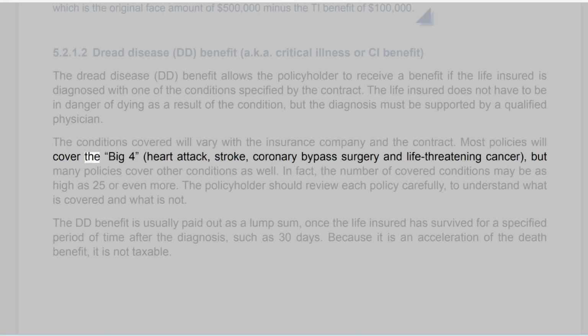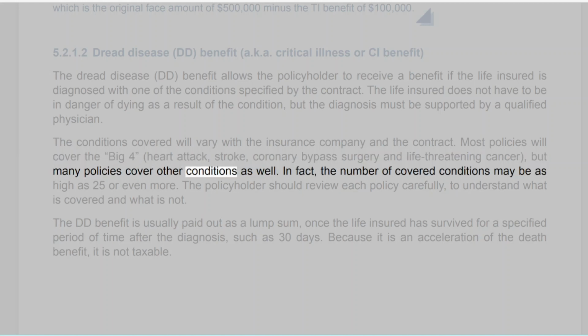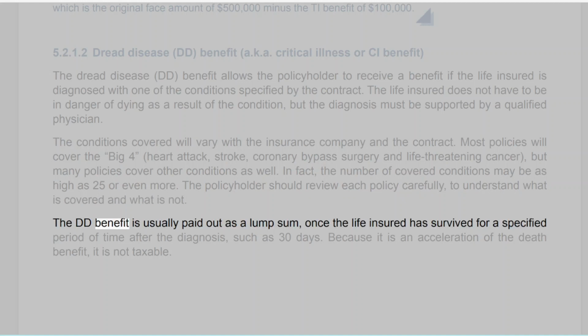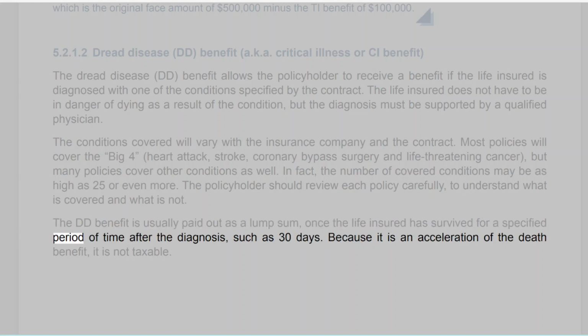Most policies will cover the Big Four: heart attack, stroke, coronary bypass surgery and life-threatening cancer, but many policies cover other conditions as well. In fact, the number of covered conditions may be as high as 25 or even more. The policyholder should review each policy carefully to understand what is covered and what is not. The DD benefit is usually paid out as a lump sum once the life insured has survived for a specified period of time after the diagnosis, such as 30 days. Because it is an acceleration of the death benefit, it is not taxable.